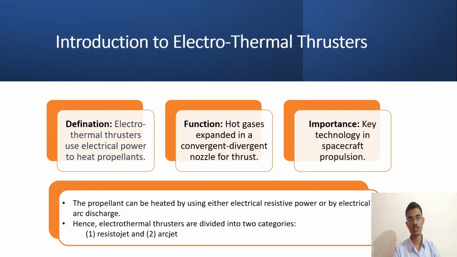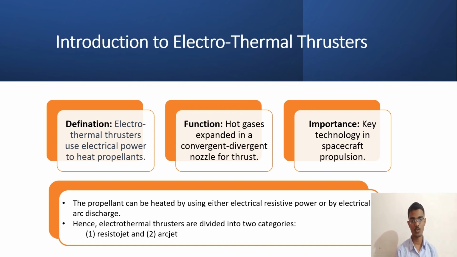So, let us be introduced to the electrothermal thrusters. Definition: electrothermal thrusters use electrical power to heat the propellants. Basically, we can say it is a heater type of device which heats the propellant. Function: hot gases, that is fuel or propellant, are expanded in a convergent divergent nozzle for thrust production. What is the importance of this? It is a key technology in a spacecraft propulsion system. In space, we can use these electrothermal thrusters for better utilization of a small amount of thrust.